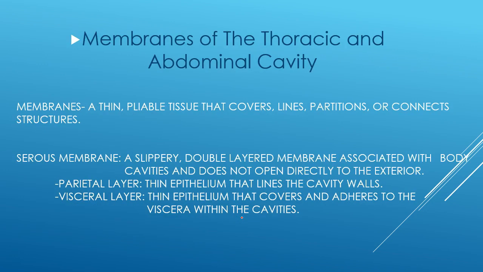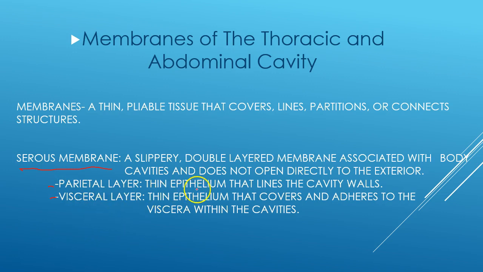All right, within these cavities, we do have membranes. These are serous membranes that are going to be found in there. They're going to be slippery, double-layered membranes, and this will help decrease friction and help with protection within these cavities. So the 2 layers are parietal and visceral. We just went over these terms if you'll remember.